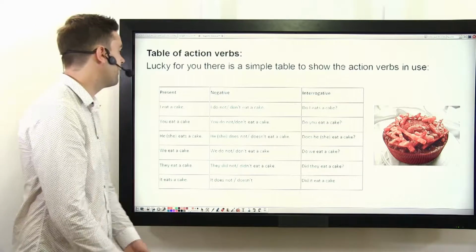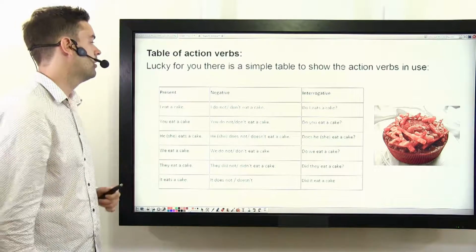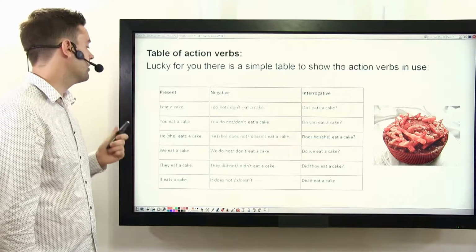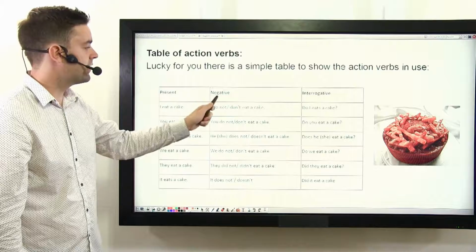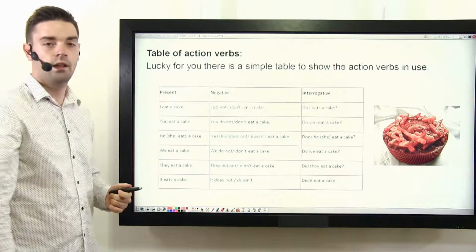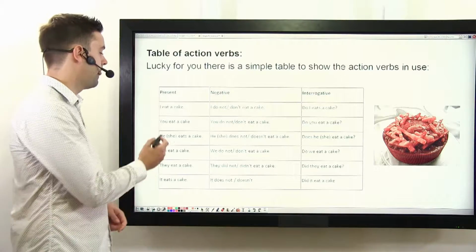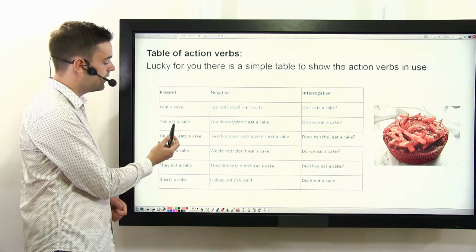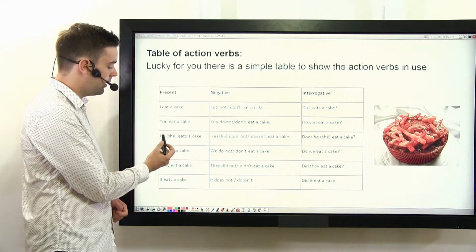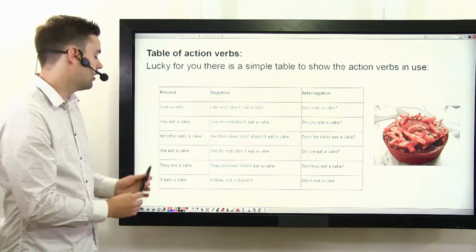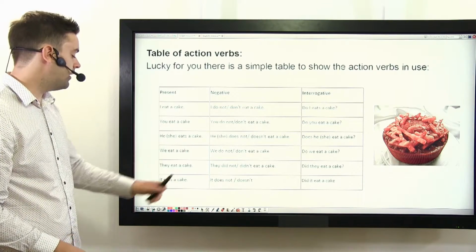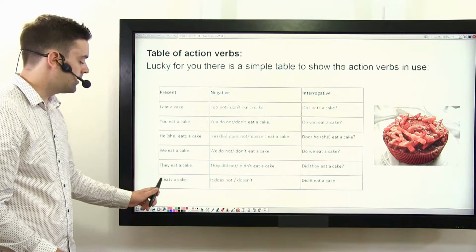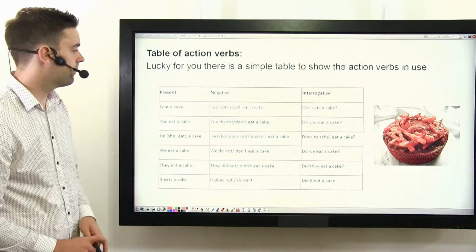Again, we have a table of action verbs, and we've got the present, negative, interrogative. Let's start with the present. I eat a cake. You eat a cake. He, she eats a cake. We eat a cake. They eat a cake. It eats a cake.